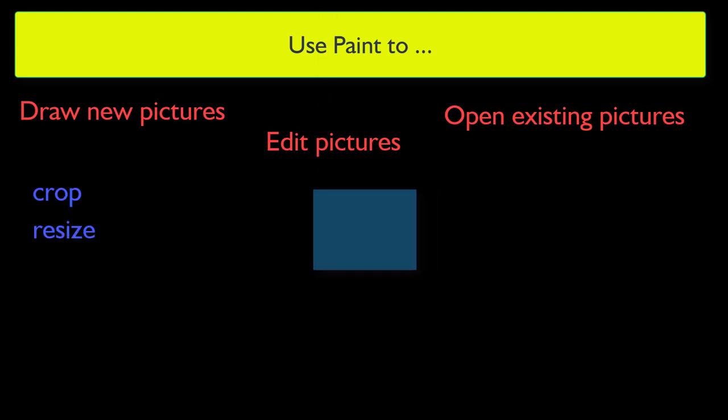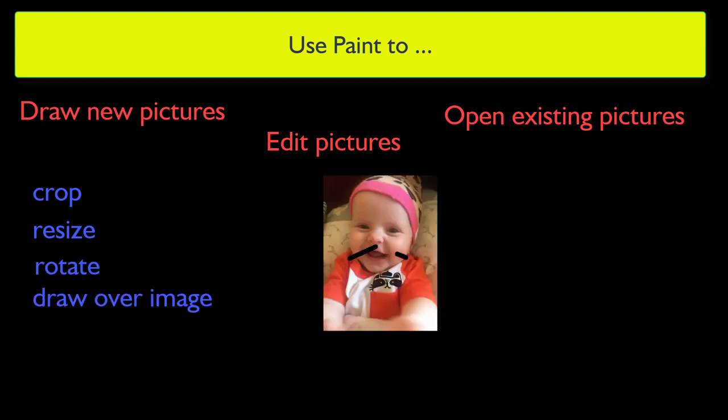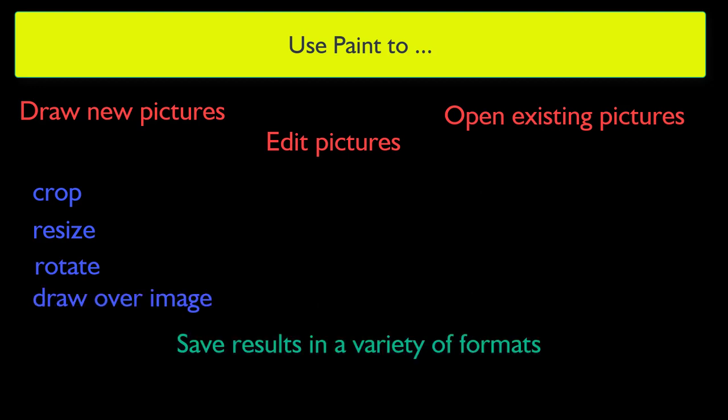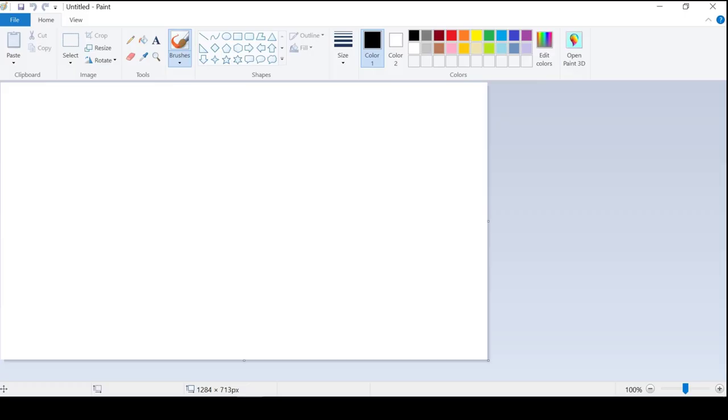The big picture about Paint is that you can use it to draw new pictures, open existing pictures, and edit pictures. You can crop, you can resize, you can rotate. You can draw lines on an image, and you can save the results in a variety of formats. You can also print pictures whether or not you edit them. Let's explore the Paint interface.